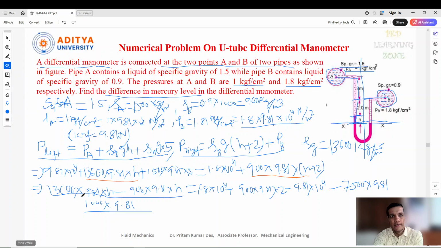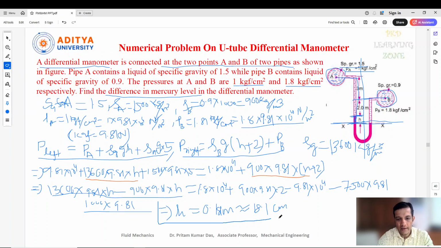We'll get 12.5 H, and the remaining other side. So you'll get the H value here. From this we can get near about 0.181 meter, or we can write 18.1 centimeter. So finally the height h is 18.1 centimeter.